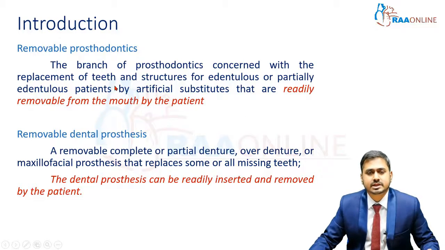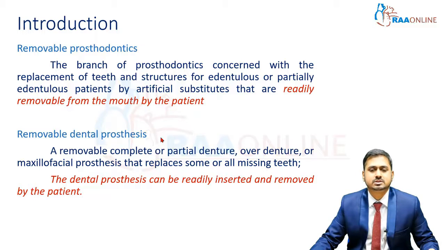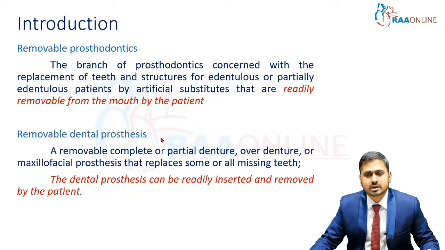So, this is the key point which you have to know in this definition, which states that the denture is designed in such a way that the patient himself or herself can easily remove it and replace it. Next will be your removable dental prosthesis. It is the prosthesis fabricated either in a complete or a partial form, or an overdenture or a maxillofacial prosthesis that is still removable and inserted by the patient at their own will.